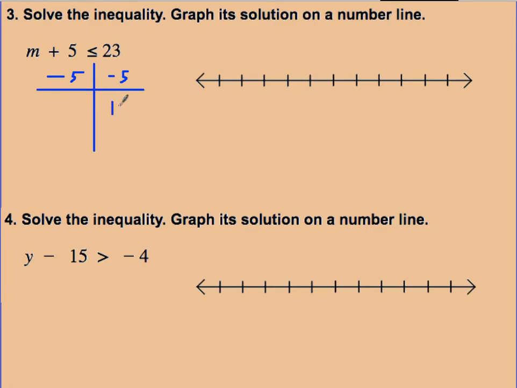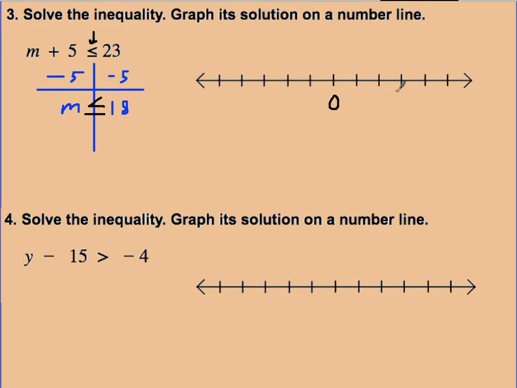When we do that, we get 18. We get m. And our inequality, look, all we did was subtract. So the inequality sign stays as it was. It started as less than or equal to. It stays as that, all right?